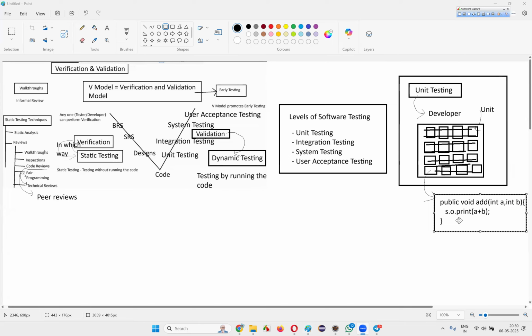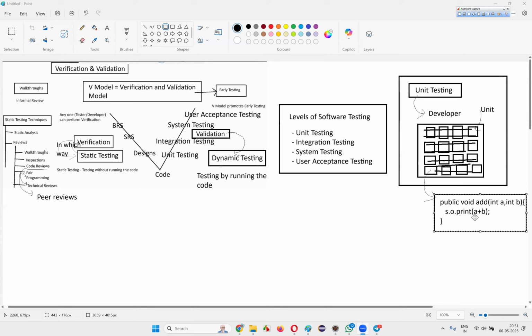The next test on the same code: I'll pass 0 and 0, and 0 should come. I'll pass -1 and -3, and -4 should come. I'll pass -5 and 4, and -1 should come. I'll pass -3 and 4, and +1 should come. If you provide possible inputs and get correct results, it means this code is working fine. This is how unit testing will be performed. Got it, guys? Clear?